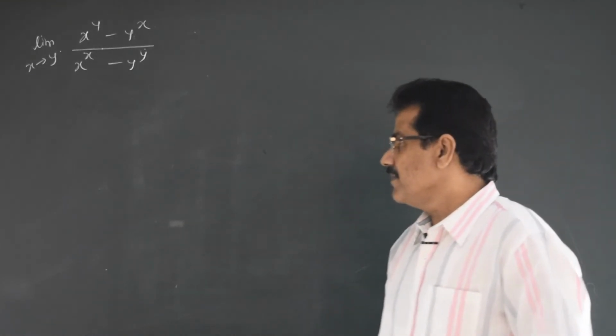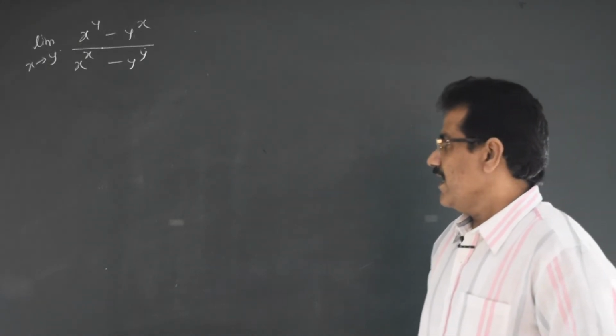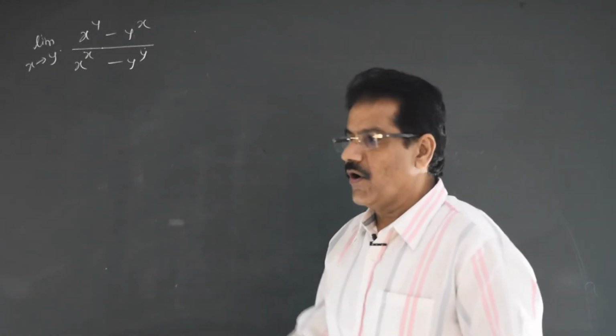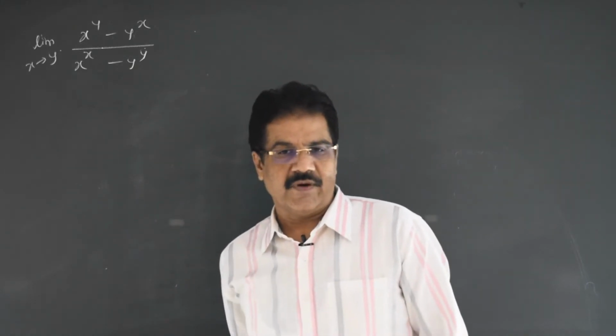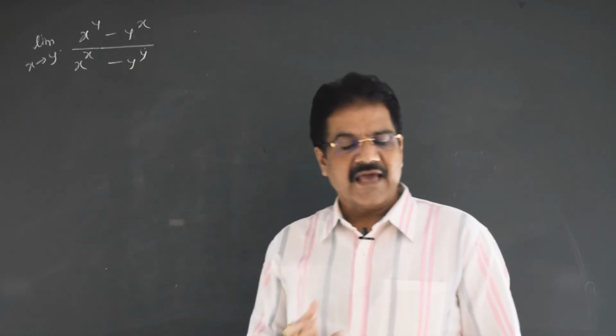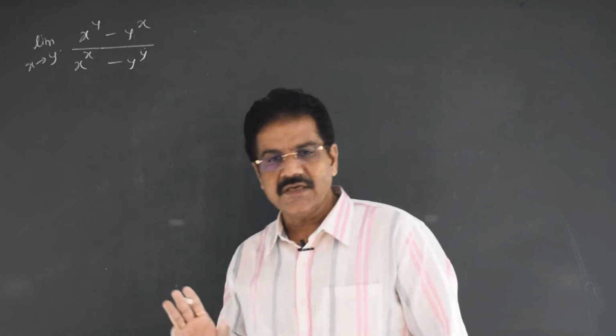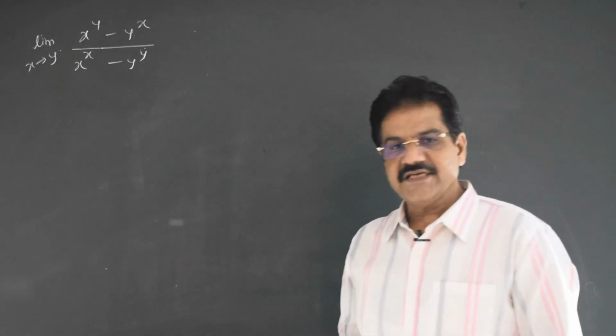Next example, limits as x tends to y, x raised to y minus y raised to x upon x raised to x minus y raised to y. Now this type of example can be solved only and only by using L'Hospital's rule. We can check it out.